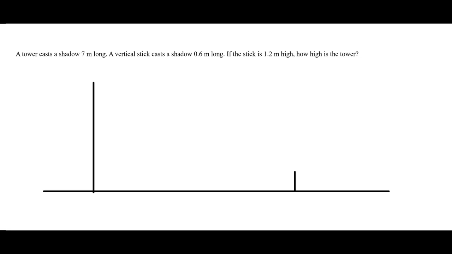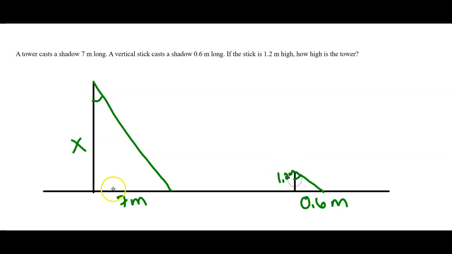So let's draw our picture. So here's the tower, and it's casting a shadow that is 7 meters. And then we've got a vertical stick with a 0.6 meter shadow. The stick is 1.2 meters high. We want to know how tall the tower is. Once again, this is all shadow casting, so we're talking about the sun. This angle equals this angle. These are both right angles, so the two triangles are similar, so we can do this method.